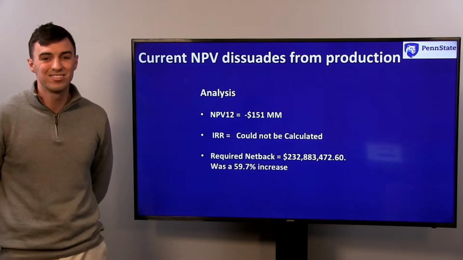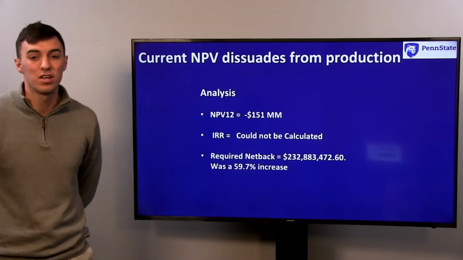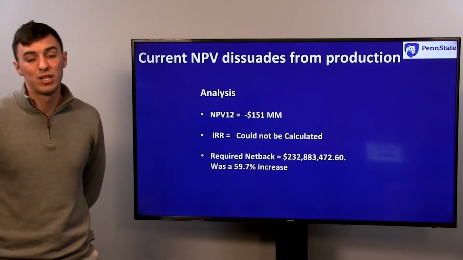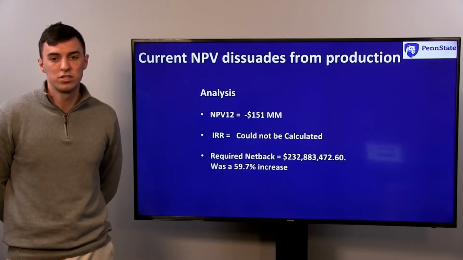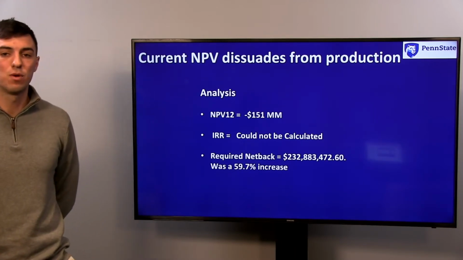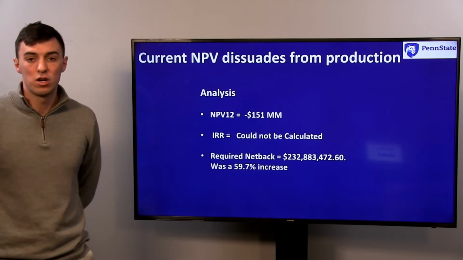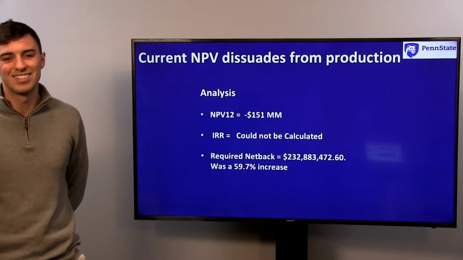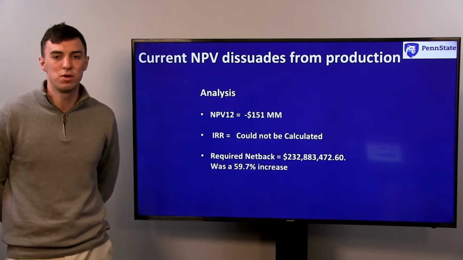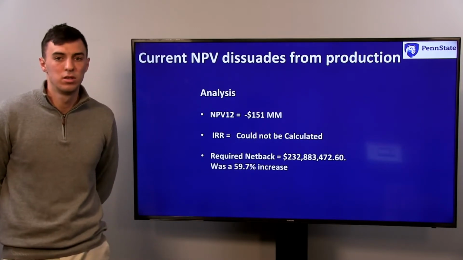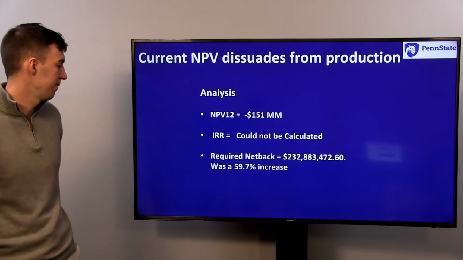So after the analysis, we found out that the net present value of our plant at 2036 would be around negative $151 million. The IRR, the internal rate of return, could not even be calculated because the ATRR, or after tax rate of return, was a negative number. So this was not able to be calculated.